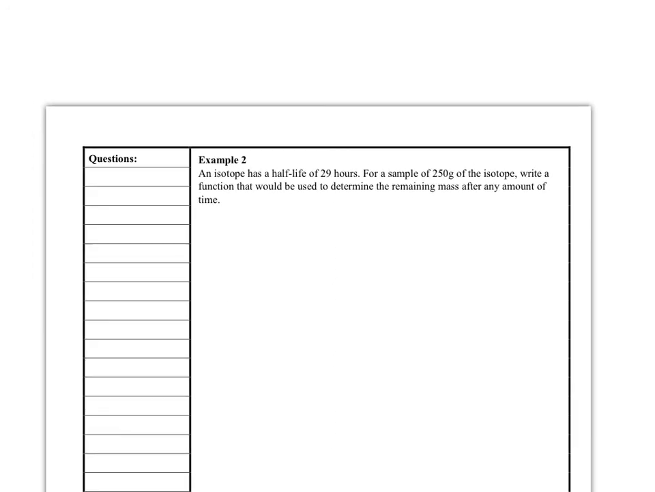So here we have again another radioactive isotope. Isotope has a half-life of 29 hours. For a sample of 250 grams of the isotope, write a function that would be used to determine the remaining mass for any amount of time. So, again, we have the half-life is 29 hours. So again, when they say that, your rate is a half. You're going to write the half-life formula. So A equals P times 1/2 to the T over N.